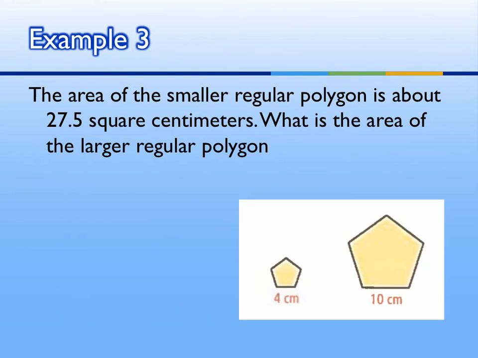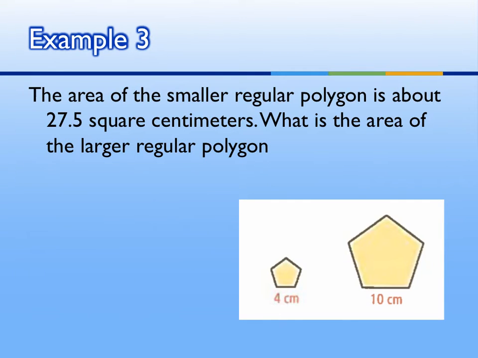Okay, example 3 says the area of the smaller polygon is about 27.5 square centimeters. What's the area of the larger regular polygon? This is where it gets a little trickier, and this is where standardized tests love questions like these. So the first thing you should notice is that you have 2 polygons, and all you have is the side lengths of them.